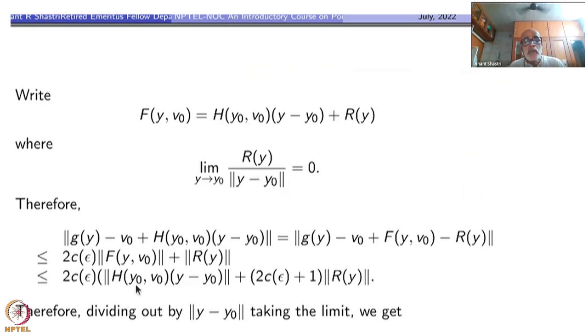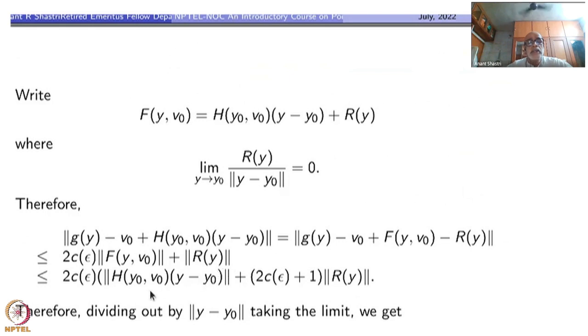So h of y naught v naught, y minus y naught, plus twice C epsilon plus one more here. This twice C epsilon comes from here, and one extra term comes from here. So this much plus ry. Dividing out by y minus y naught, the y minus y naught term comes from here, norm. This is a linear map, right? So the norm of this is less than or equal to the norm of this times the norm of y minus y naught.